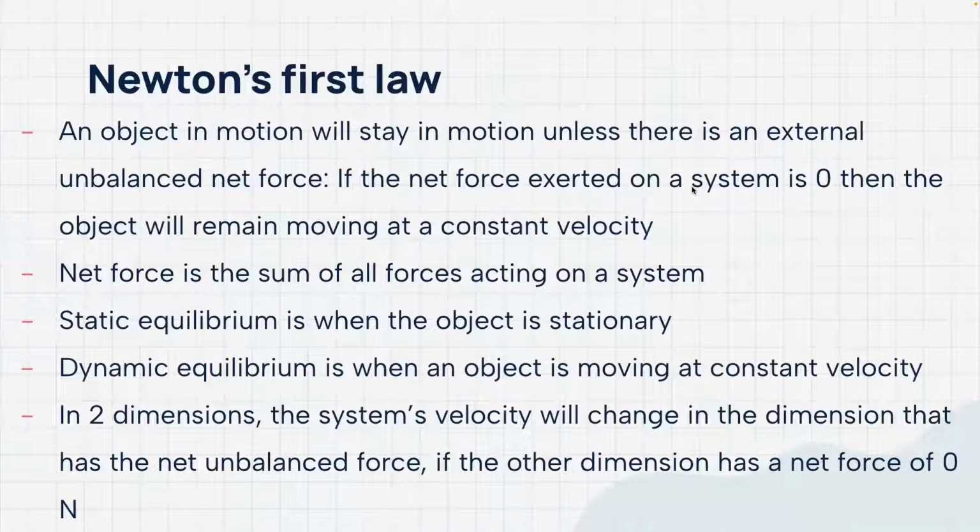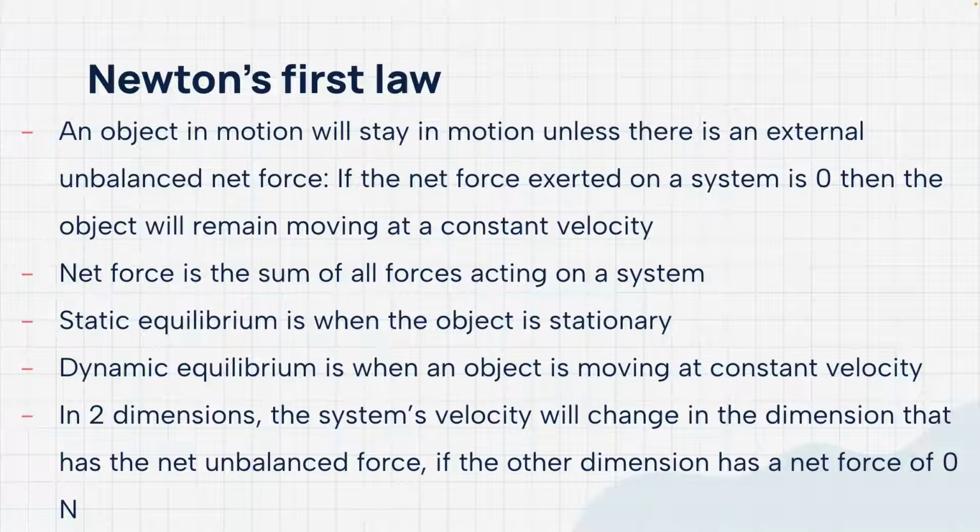Now we're going to go over Newton's first law of motion. Newton's first law of motion states that an object in motion will stay in motion unless there's an external unbalanced net force. Essentially, if the net force exerted on the system is zero, then the object will remain moving at a constant velocity and there will be no acceleration. Net force is just the sum of all the forces acting on a system. And static equilibrium refers to a stationary object, which is still in equilibrium. Dynamic equilibrium refers to an object moving at a constant velocity, and constant velocity still implies equilibrium because there's no acceleration and no net force.